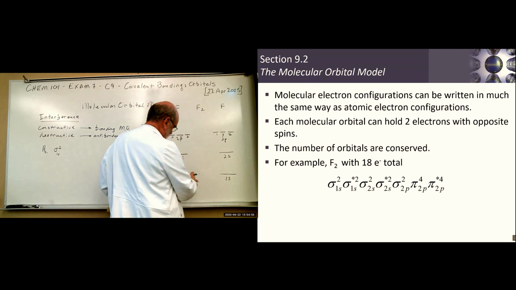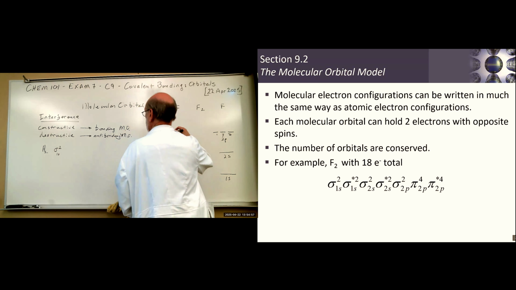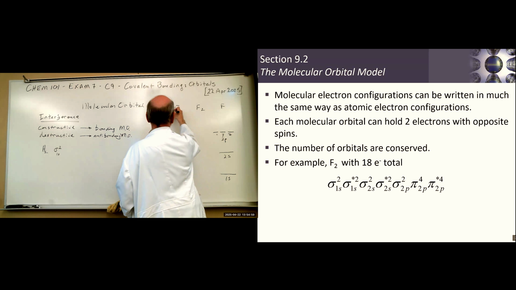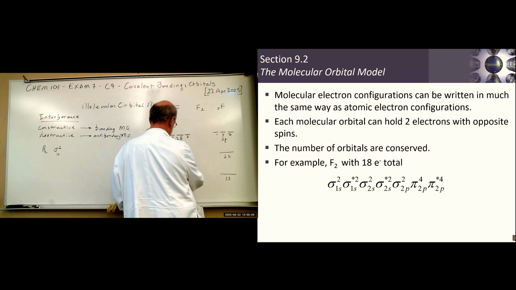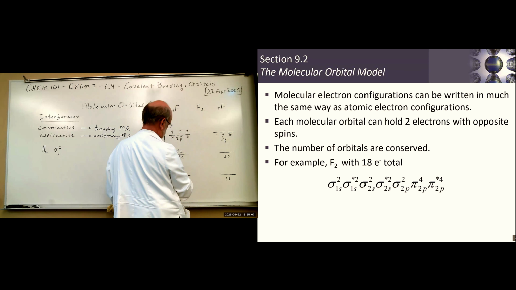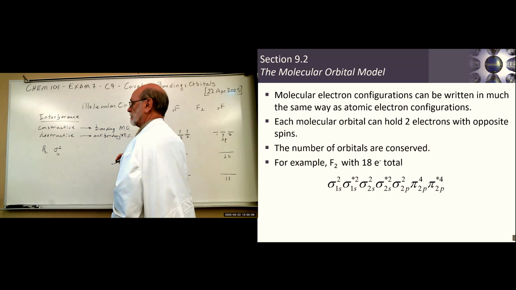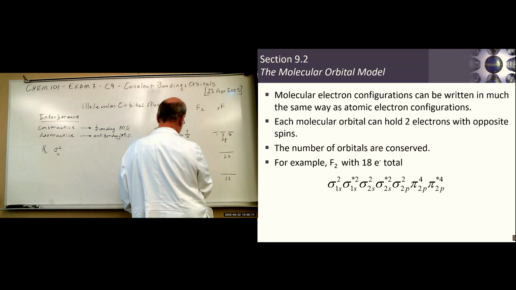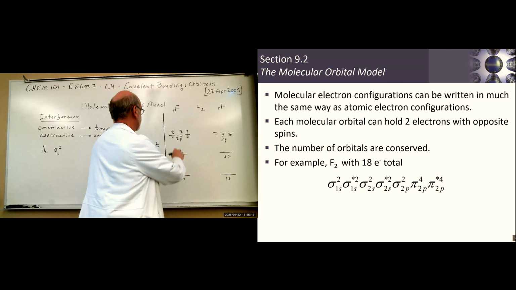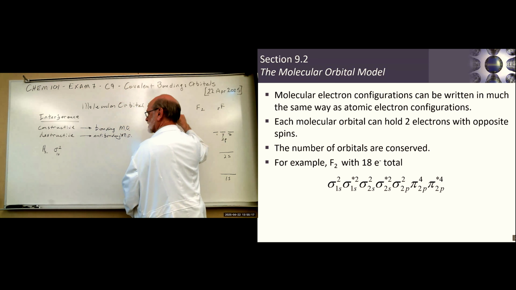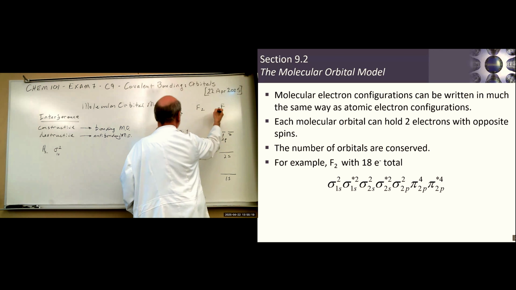Okay, so let's put in our electrons too. This is 7 each, so we have 1, 2, 3, 4, 5, 6, 7. No, we need 9, excuse me. 9. There we go. It's not 7. 7 is nitrogen. There we go.